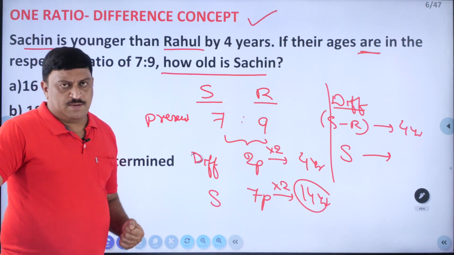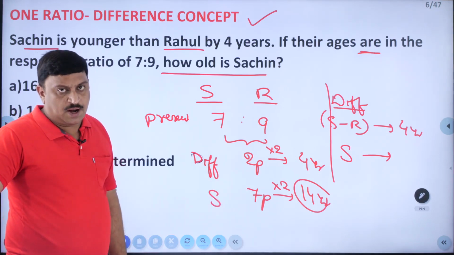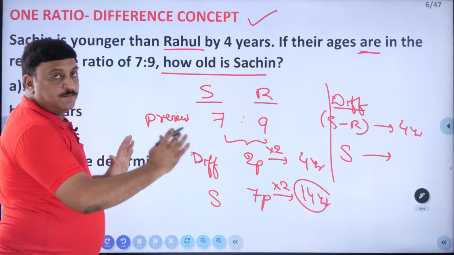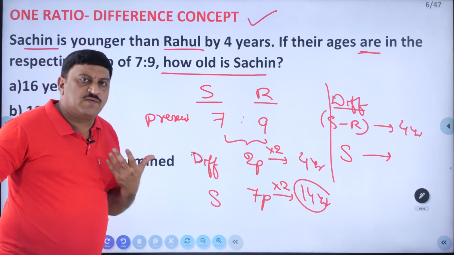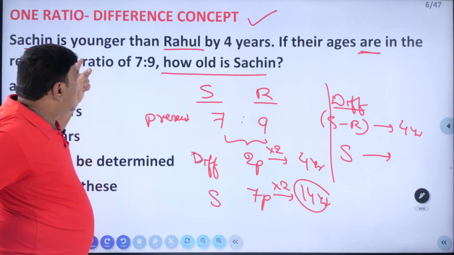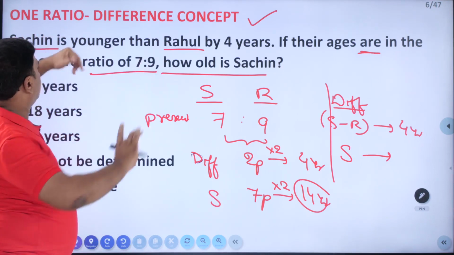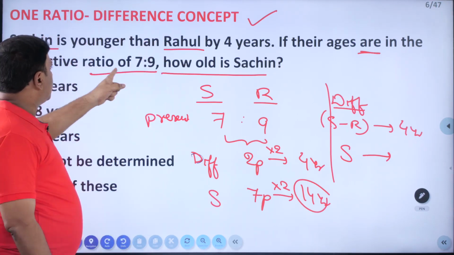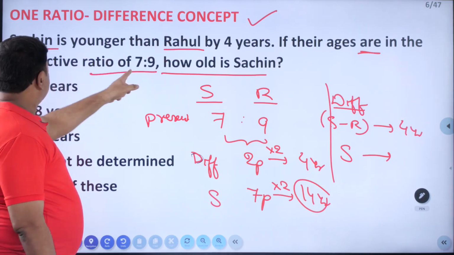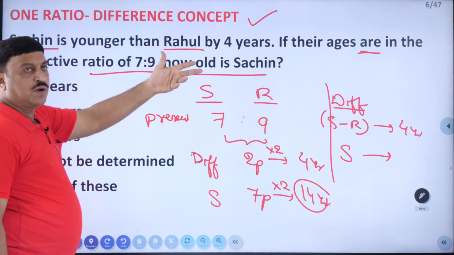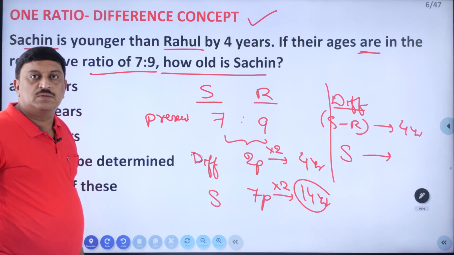Why am I insisting on not using cross multiplication? See, this is a learning process. Once you have learned all the basics and your coaching is over, then by seeing this you have to say, yes, here the respective ratio 7:9. The difference is given, 4 years. How old is Sachin? Here two parts are there. Difference is 2. 2 into 2, 4. That's why Sachin means these 7 parts. 7 into 2, that is 14. What about Rahul? Rahul 9. 9 into 2, that is 18. In this way you have to do.